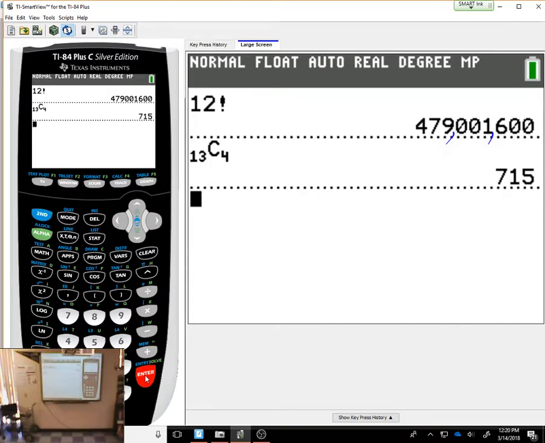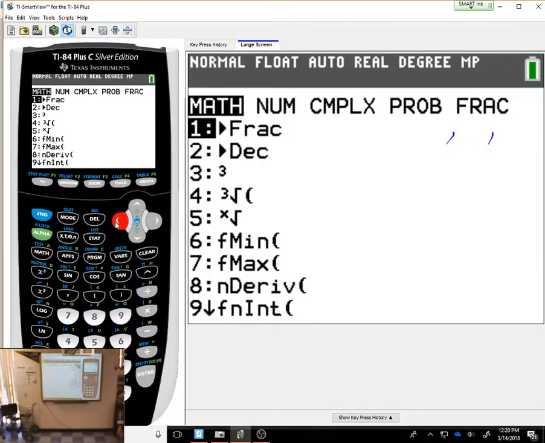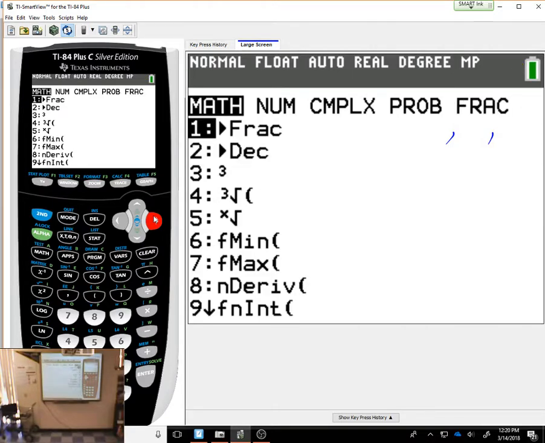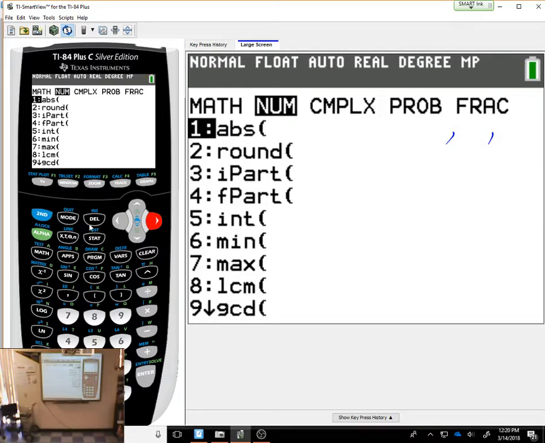If anybody wants to know how to do that with Pascal's triangle, I can teach you that too. I typed in my 13, math, probability. All the probability stuff is right here. If you want to use all these other ones, take AP Stats. We'll school you on how to use all the other stuff in here. I'm not going to do that.